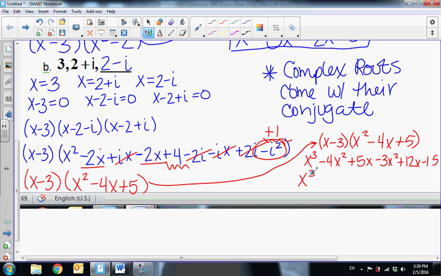What do we get when we combine like terms? x cubed minus 7x squared plus 17x minus 15. Okay? Everyone okay with that? Okay? All right.